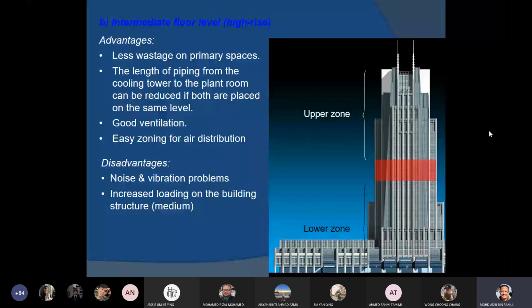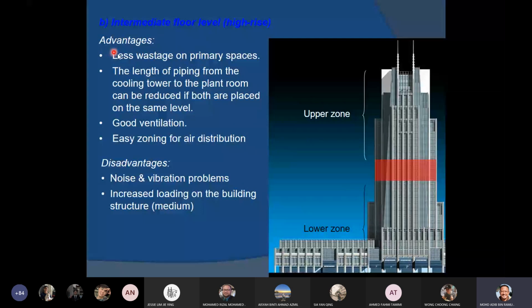It can also be placed on the intermediate floor level. We are talking about the refrigeration plant, not the cooling tower. As I mentioned, the cooling tower cannot be placed in that position.